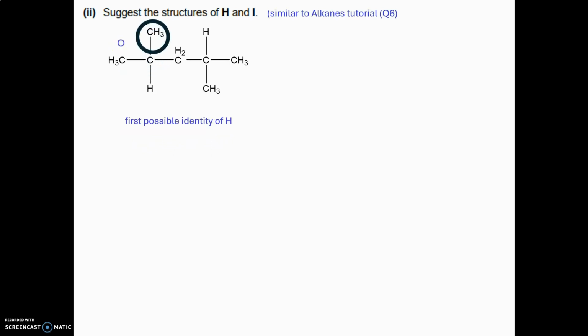Next, to suggest the structures of H and I. Now this is similar to alkanes tutorial question 6. So if H forms a mixture of 3 monochloro isomers when it is subjected to free radical substitution, that means that there are 3 types of hydrogens in H which produce different isomers when substituted. So there are actually 2 possible structures of H. So this is the first possible identity of H.